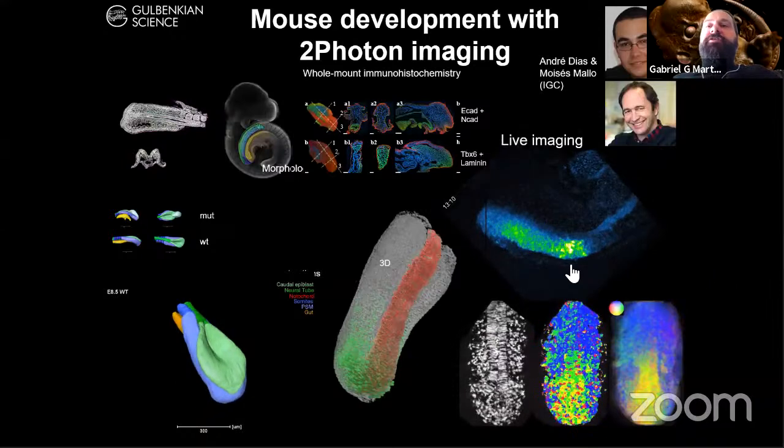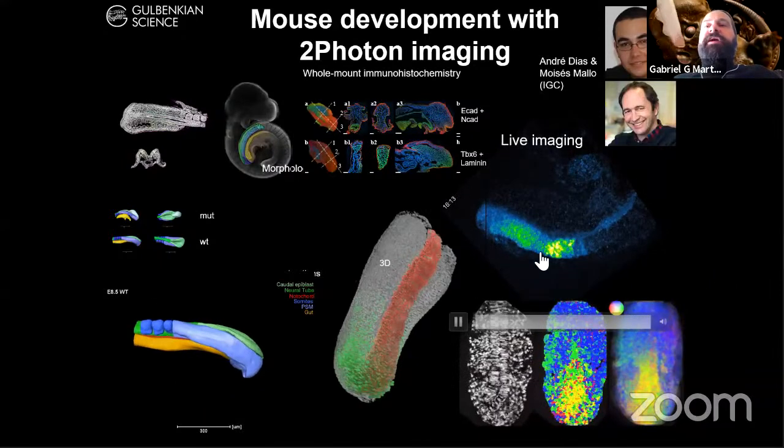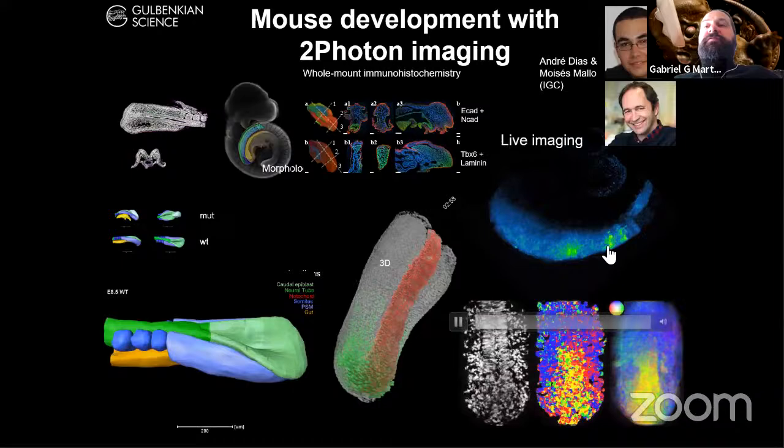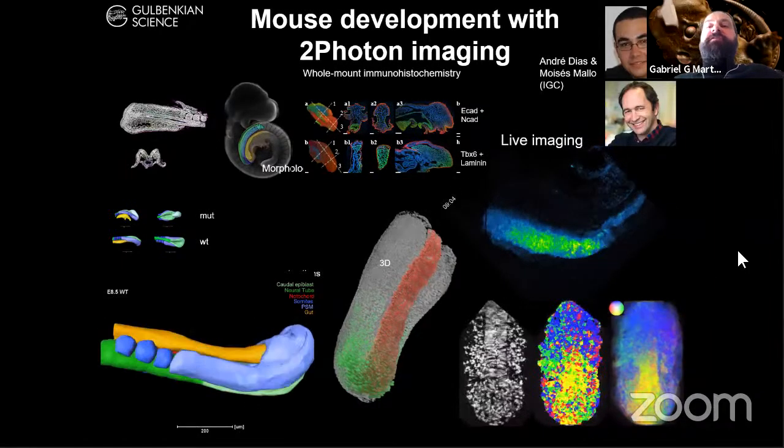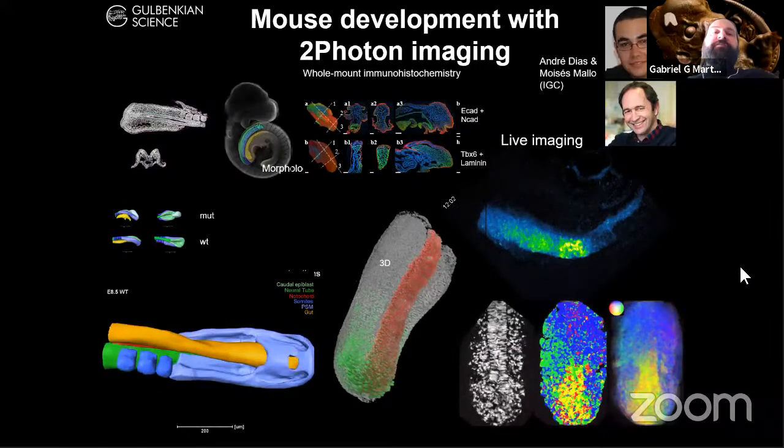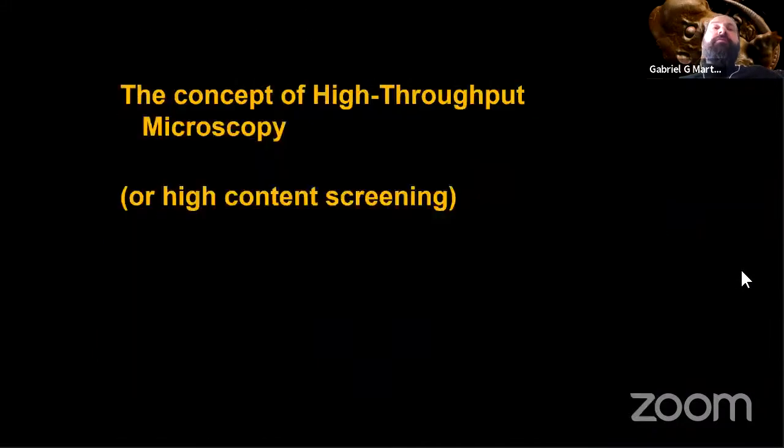But on the two-photon, you can actually track these embryos over long periods of time and even see the expression of this protein being produced and degraded and produced and degraded in cycles. So it's an interesting technique for studying embryos and large organs.